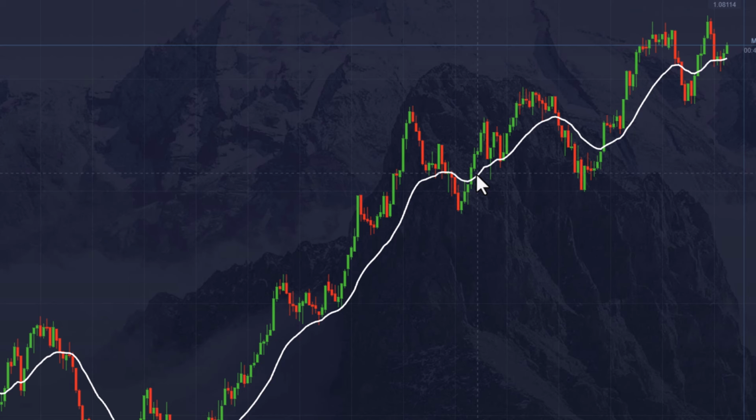Pushed up. We're too far away from the EMA. What is it gonna do? Act as a magnet. Pulls us back. Pushed up again. We're too far away from the EMA. So what are prices gonna do? It's gonna pull us back.